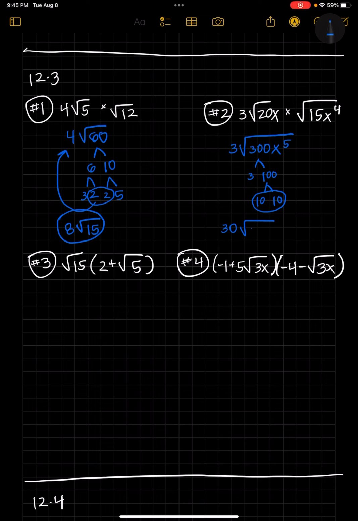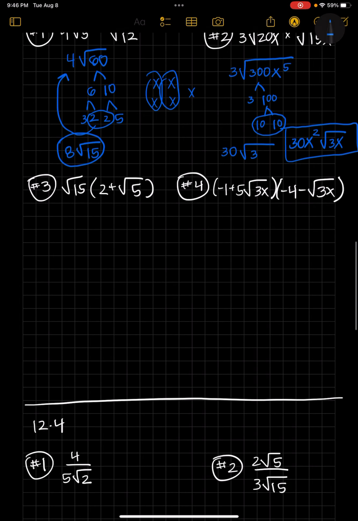And then 3 on the inside because that didn't get circled. Now we're going to deal with this x to the 5th. So how many pairs of x's do I have? Well, I'd have 2 pairs of x's, right? So I have 5 x's. So 1 pair, 2 pair, and then 1 left over. So it would end up being 30x squared because I have 2 pairs of x's, square root 3x because that 1 x got left out.